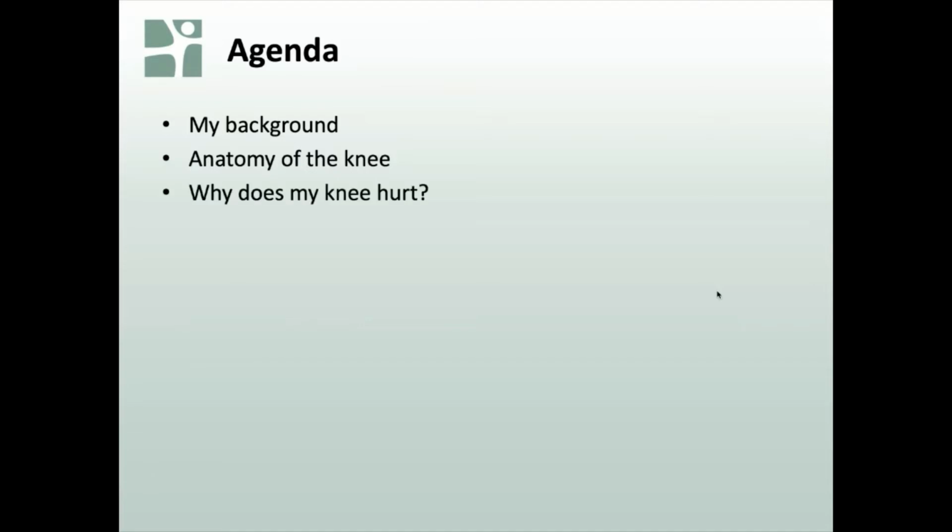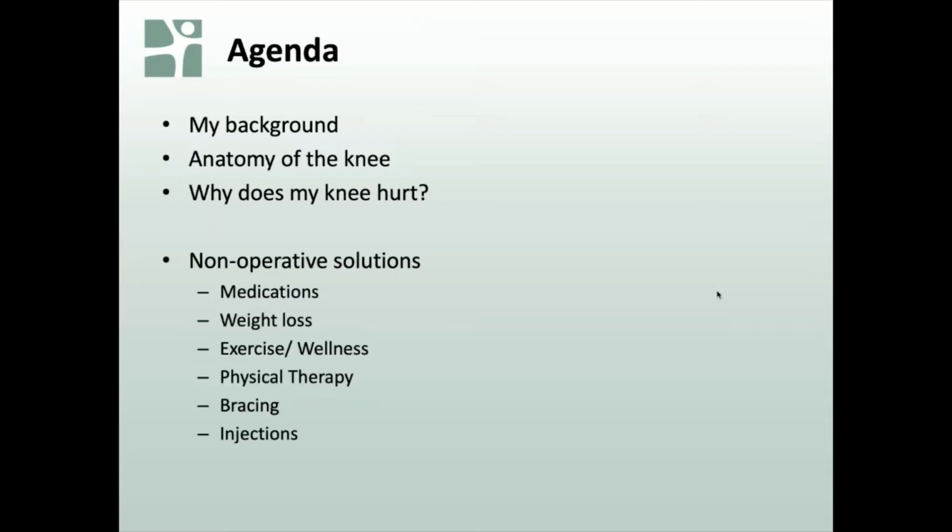So we'll begin with our agenda today. I'll actually give a little bit about my own background. We'll talk a fair bit of time about the anatomy of the knee, and this is actually quite important because when we're in the office, understanding where exactly the problem is, where the pain is in the knee is really the first step to understanding why the pain is there, and then obviously how to best address it. We'll talk a little bit about why the knee can hurt and what are some of the common and uncommon symptoms we see in knee pain. We'll talk about some of the evidence-based non-operative solutions for chronic knee pain, including medications, weight loss, wellness, physical therapy, bracing, and injections. And we'll also very briefly talk about some of the operative solutions.